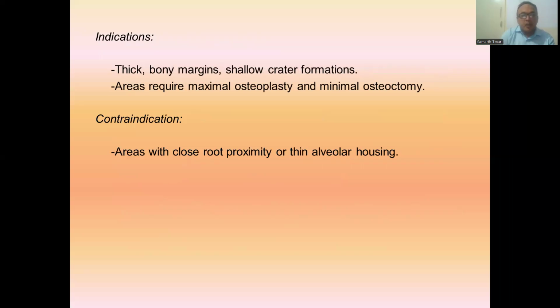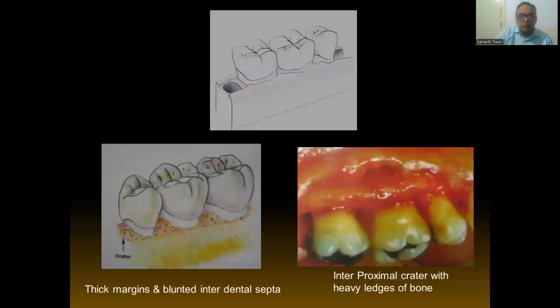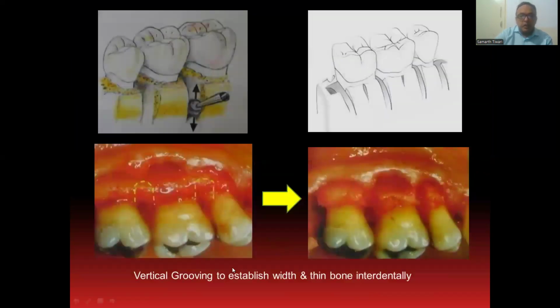Indications: thick bony margins, shallow crater formations, areas which require maximal osteoplasty and minimal ostectomy. Contraindication: areas with close root proximity or thin alveolar housing. Here you can see a thick margin and blunted interdental septa, and an interproximal crater with heavy ledges of bone. Vertical grooving has been done to establish width and thin the bone interdentally.